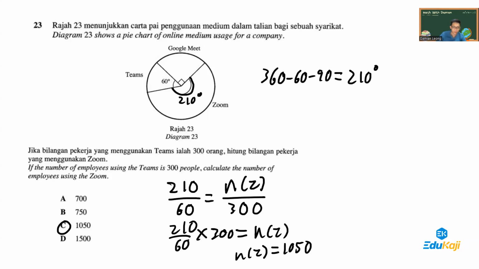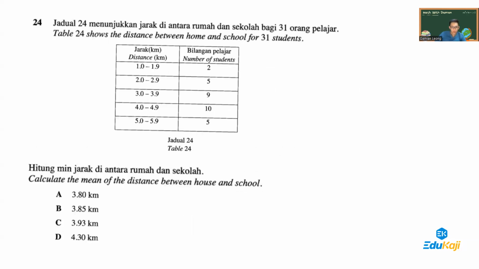That's question 23. Question 24: calculate the mean of the distance between house and school. I have this table here showing distance and number of students. When there's an interval, we need to use the midpoint. So find the midpoint of each interval: just add the lower and upper limit and divide by 2 for every interval. So it's 1.45, 2.45, 3.45, 4.45, and 5.45.